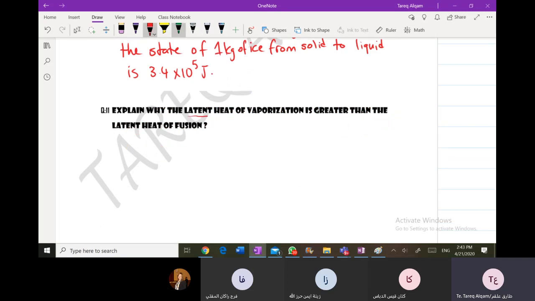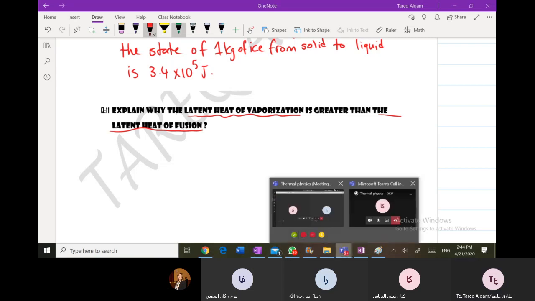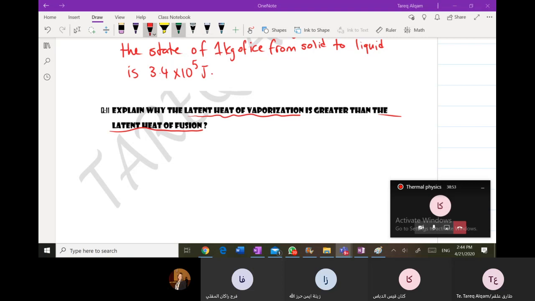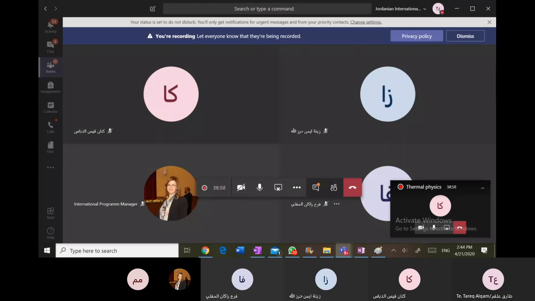Explain why the latent heat of vaporization is greater than the latent heat of fusion. What do you think, guys? Who has an idea here? It needs more energy. Why? Why does the vaporization process need more energy? Do you know why? Because it's to boil or condense, while fusion is to melt or freeze.